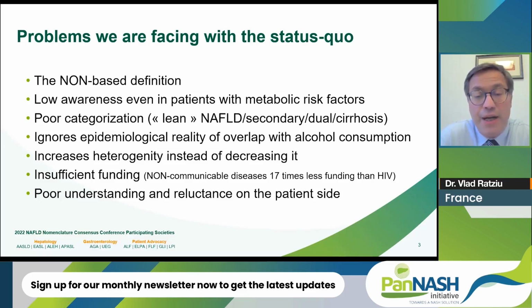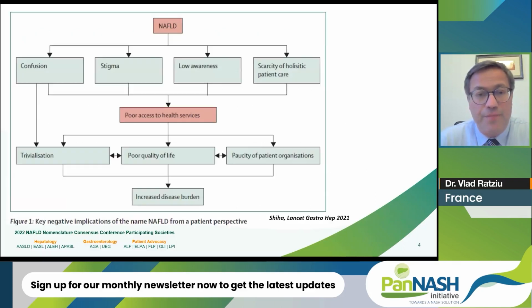It increases heterogeneity instead of decreasing it by not clearly specifying what it is about and what the pathogenic mechanisms are that drive the accumulation of liver fat. And therefore, it does not receive sufficient funding or sufficient awareness. As an example, non-communicable diseases have 17 times less funding than HIV, which is a clearly distinct, well-recognized, and well-named health condition. So therefore, there is poor understanding also on the patient side and reluctance to engage in management of this disease with healthcare providers.